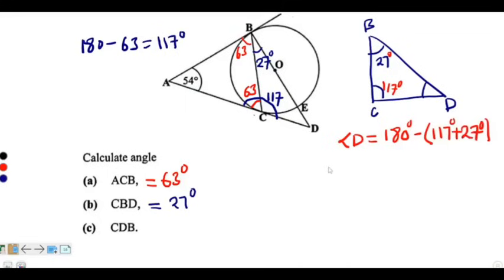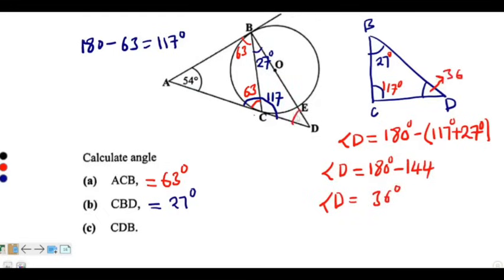So this is what you are going to do. Therefore, angle D is equal to 180 degrees minus 117 plus 27, which gives us 144. So from here, angle D is equal to 180 minus 144, we are going to get 36 degrees. So right here at D, the angle is 36. So CDB is equal to 36 degrees. So we are done answering this question. Now we can move on to the other question.